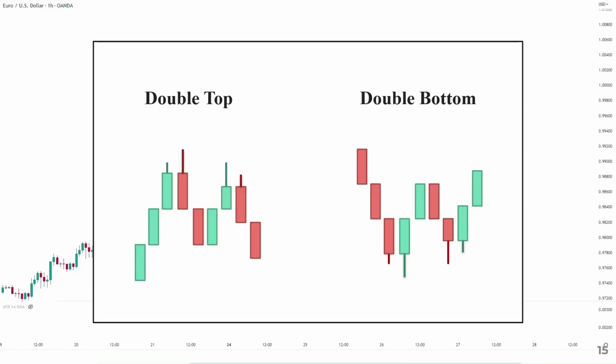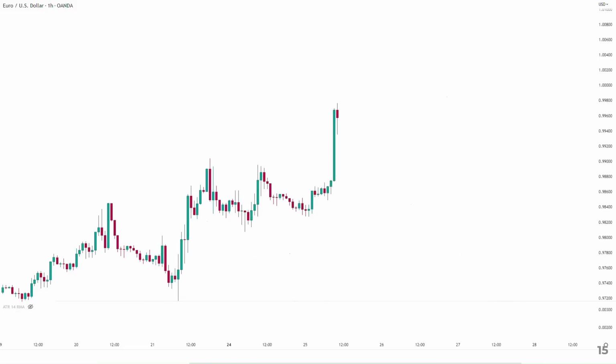But keep in mind that we have two rules for a valid double top. First, the wick of the lower test at least hits the body of the higher one. And second, the body of the higher test does not exceed the wick of the lower one. The same thing is valid for a double bottom. This trading setup is a trend continuation strategy, so avoid using it when we have no obvious trending market.